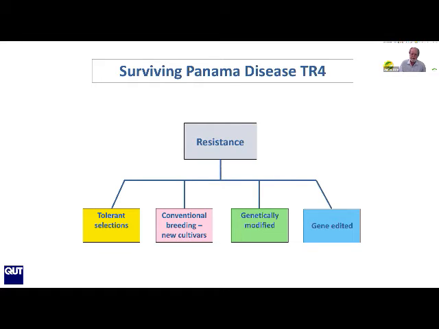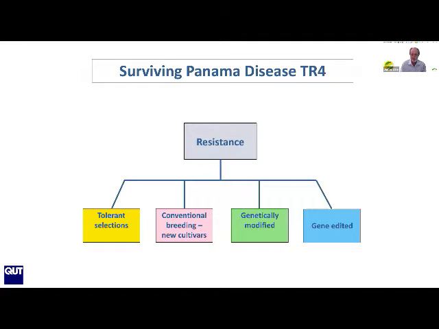And in reality, that mid to long-term solution is going to be resistance. And we do have a lot of different strategies that we can do. We've got options. And I put down the four major options that are available to us at the present time. And one is tolerance selections, and certainly we've heard a lot about GCTCV218.